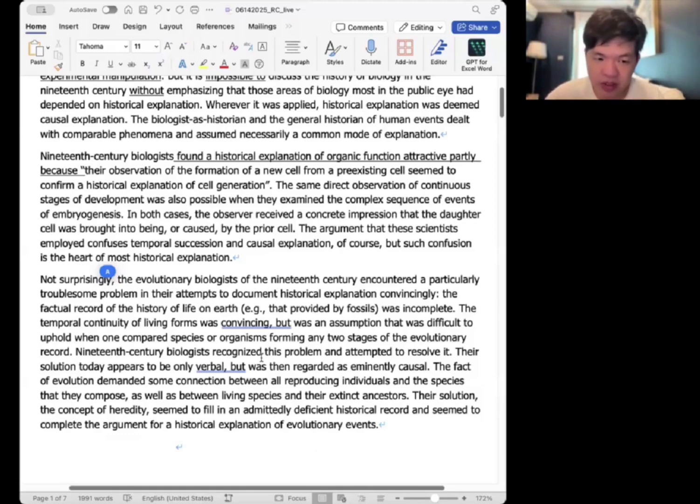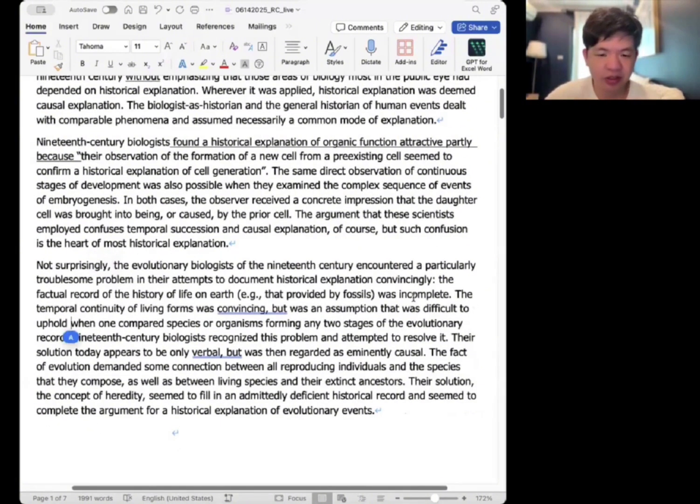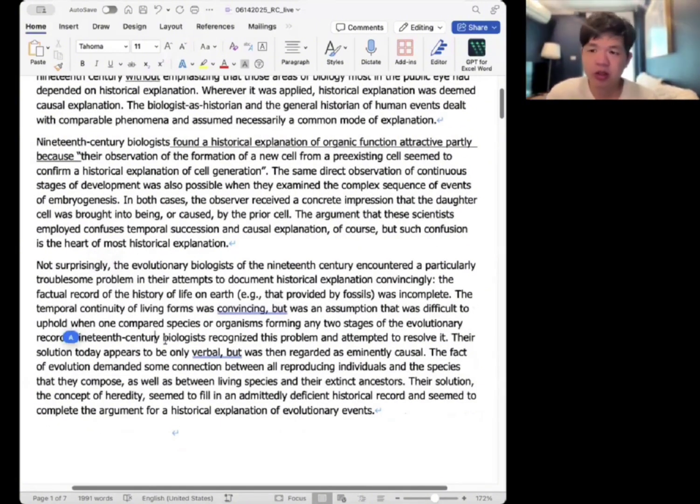Their solution today appears to be only verbal. So are these explanations for the problem correct? All right, sorry, I just skipped a sentence by accident. Back then, scientists realized, oh no, if I cross several evolutionary eras, the timeline becomes discontinuous. So how am I supposed to convince people that these two things are causally related, right? How are you supposed to convince people?